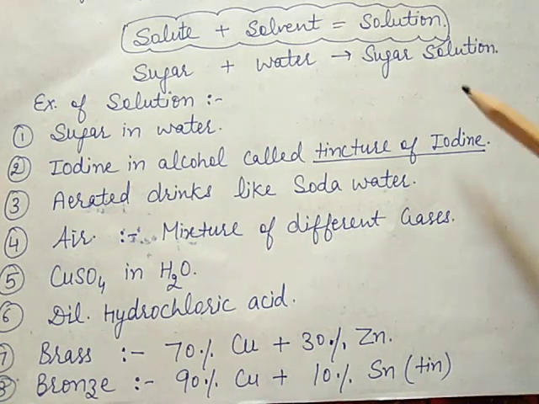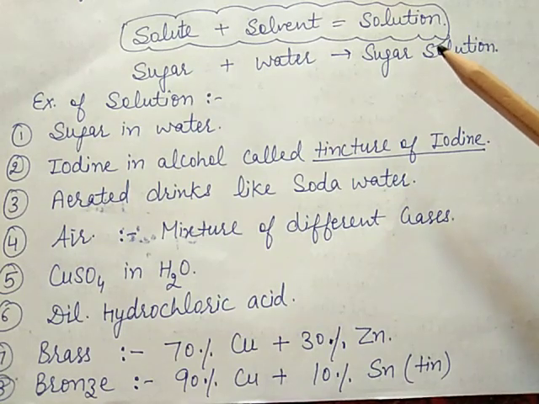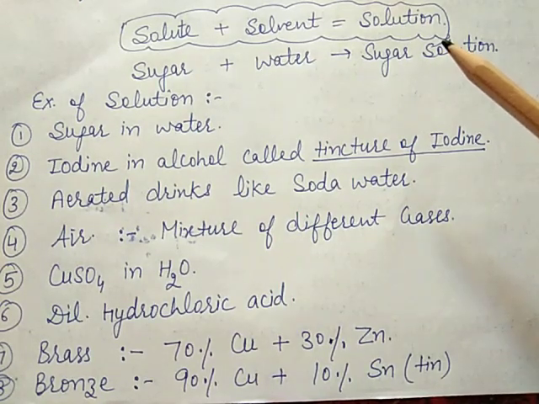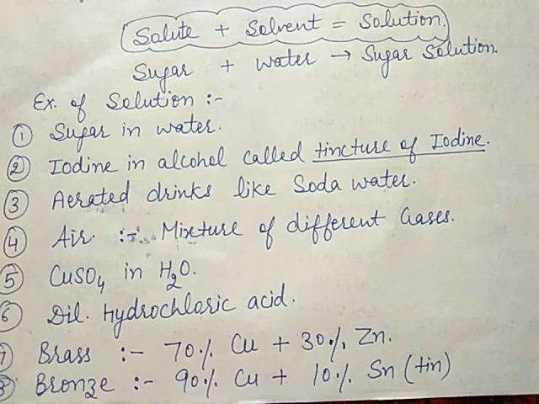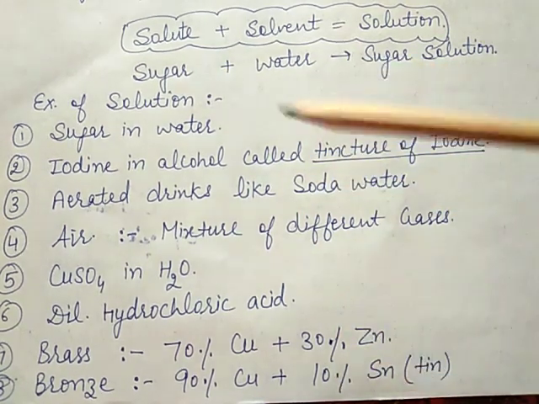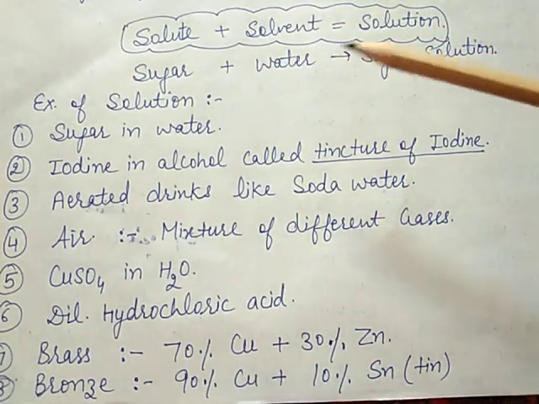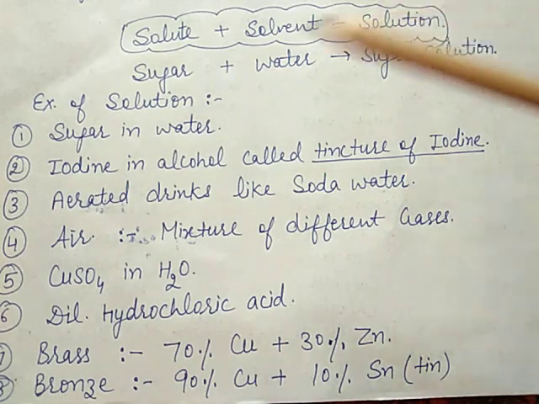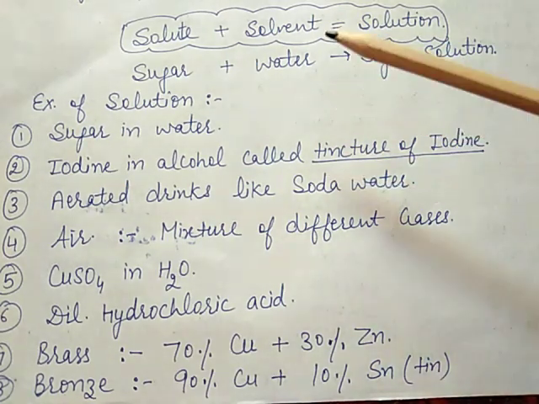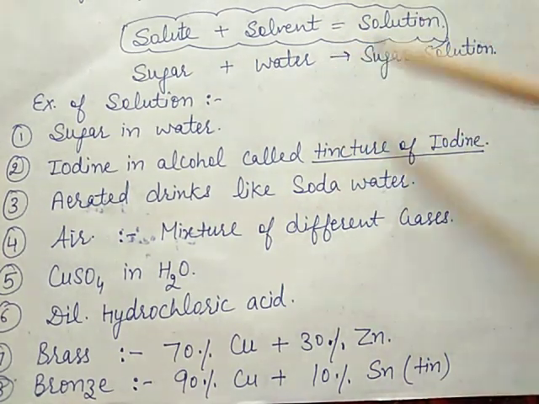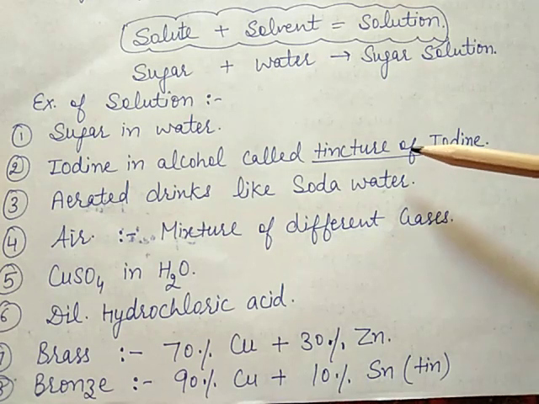One important note in this topic, solution: only homogeneous mixtures may be called solutions. Heterogeneous mixtures are not solutions. So in all examples having one solute and one solvent, after mixing solute in solvent, it will form a solution. The solute may be solid, liquid or gas, and solvent is also solid, liquid or gas. Then it will form a different type of solution, that is solid solution, liquid solution and gaseous solution.